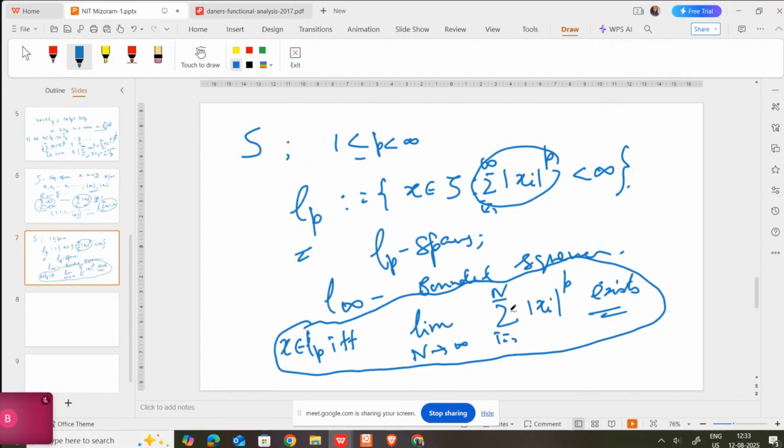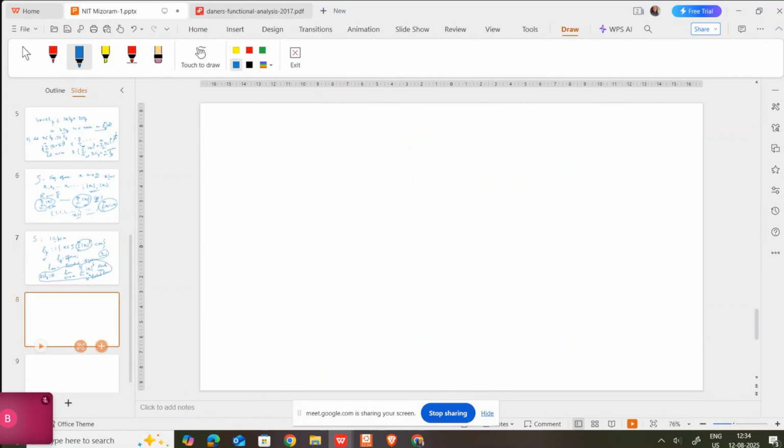So what do you have here? You have this finite sum. This is called the nth partial sum. This nth partial sum, if you call it Sn, this sequence converges. So essentially, what you do is you work on finite n and then take the limit. That's what I was telling you.